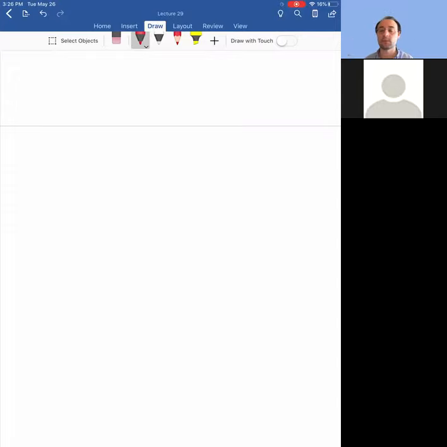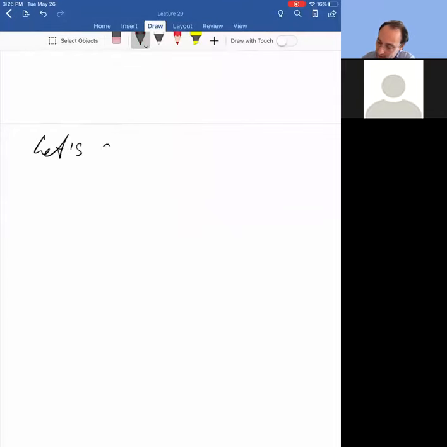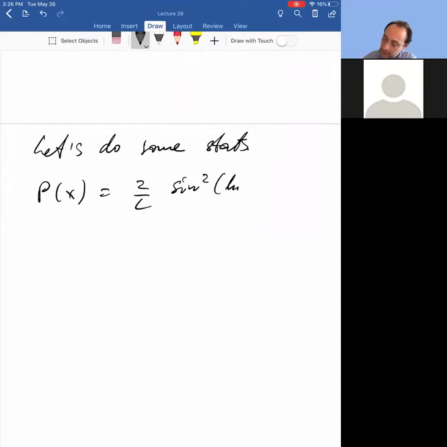Extract as much as we can, right? So we already have a probability distribution, so let's do some statistics. Let's do some stats, because we already have the probability distribution: it's 2 over L sine squared k sub n x. And we already discussed this is the first state, the ground state, n equals 1.